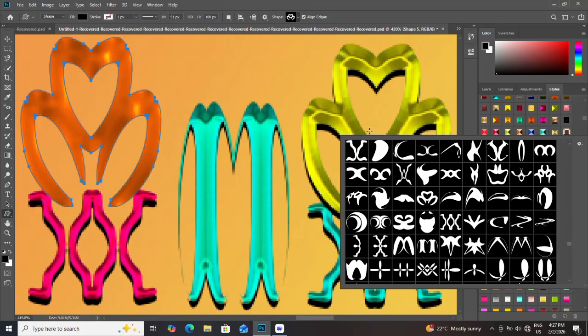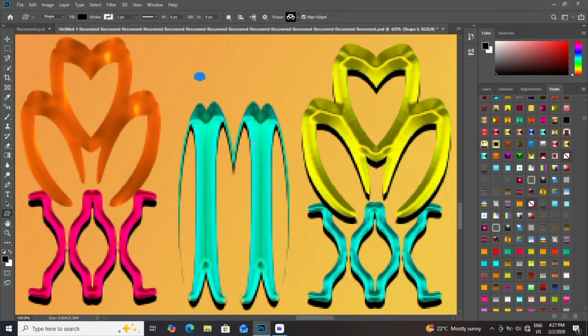Experiment with mixing square and portrait frames for dynamic layouts. Keep practicing these frame variations.